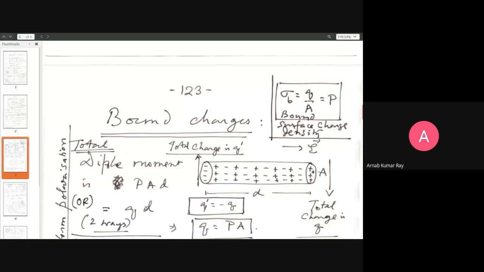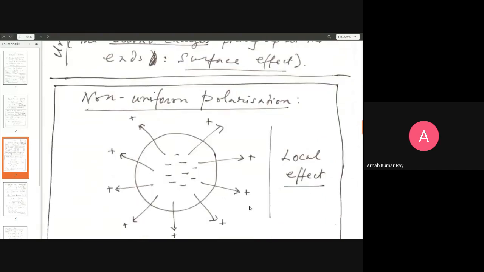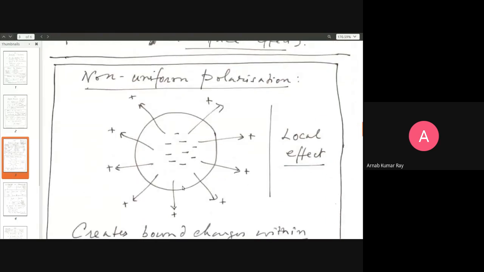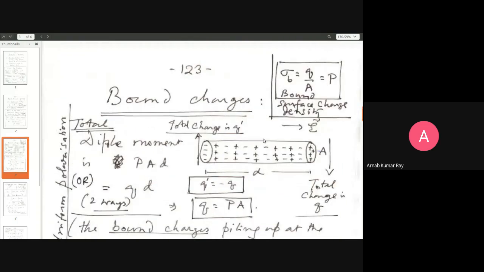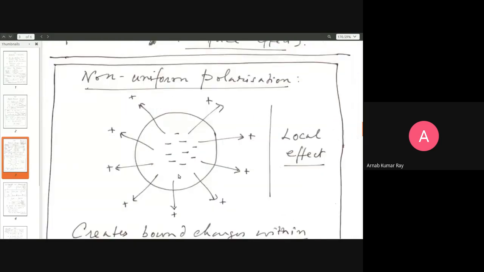Yeah, sorry, thank you. But then there could be other ways of polarizing a material. Non-uniform polarization is one such effect. Suppose for some reason, due to something, a local electric field has caused a polarization. This is not an electric field coming from outside and acting globally throughout the material. Here, a small local electric field, due to something we don't know what, has caused a polarization.